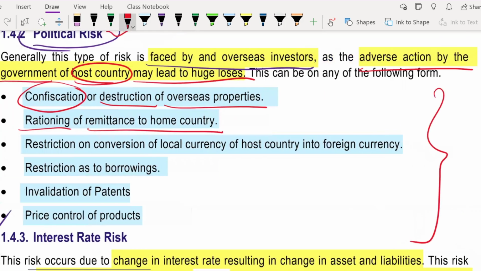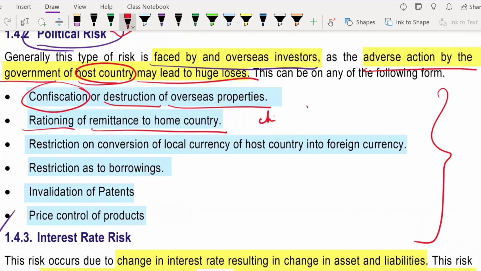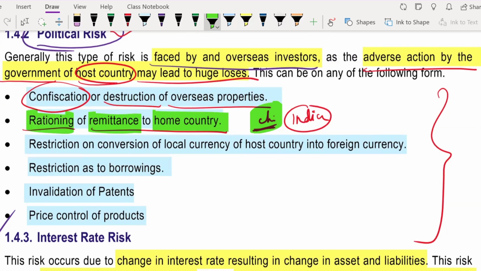What might happen is there might be a Chinese company which is there in India. The Indian government doesn't like China and Chinese companies. Okay, so what they might do is put a restriction on this Chinese company, that this Chinese company can only send 40% of their profits to their home country, that is to China. So like that, the remittance, the money that they are going to send to the home country or to China, the Indian government can ration, that this much only, or this portion only, you will be able to send.